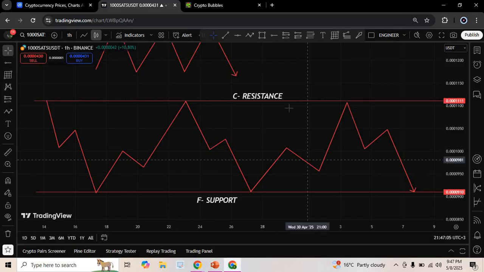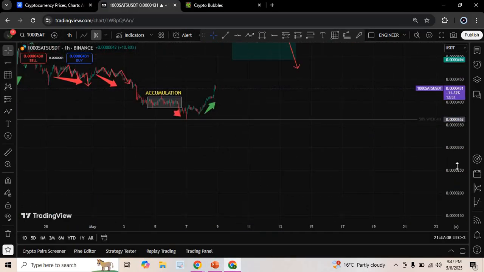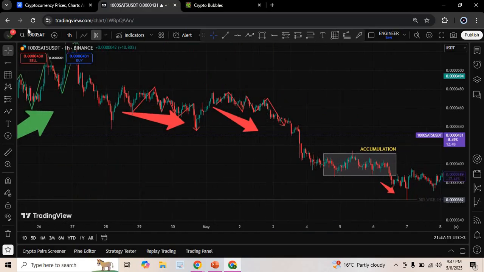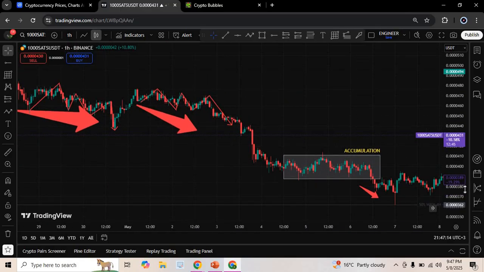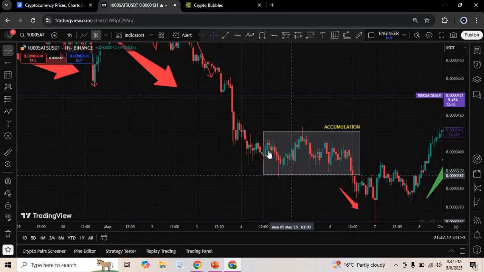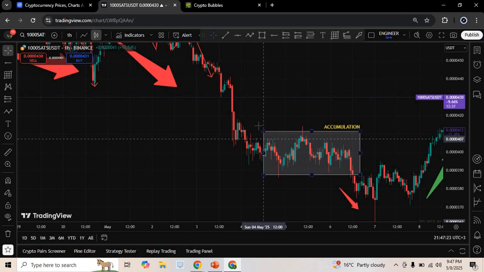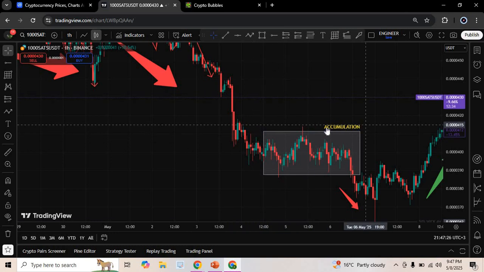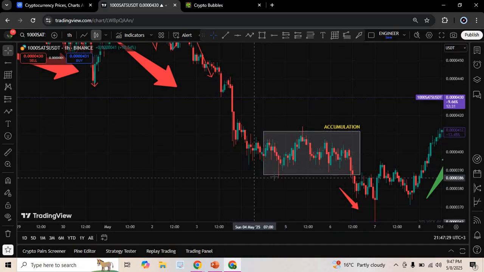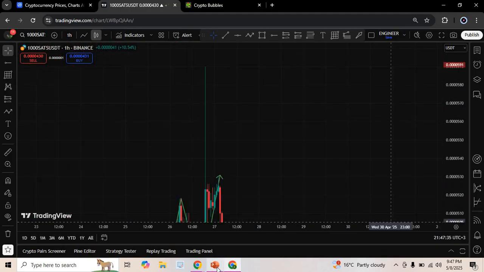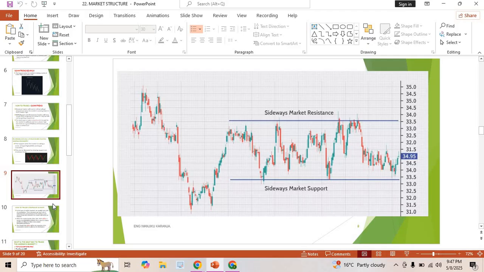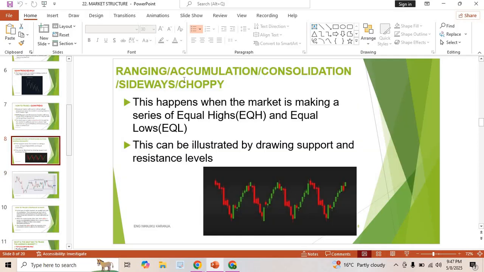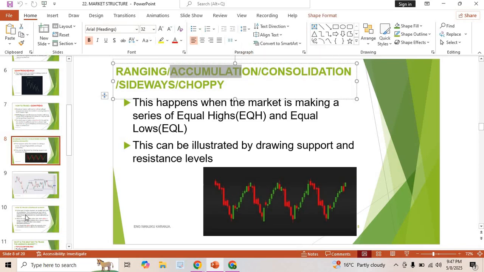And if you come to this part, just to show you a live example that I identified before you even started this class, is this zone right here. Remember the 1,000 sats USDT pair. This zone right here is a perfect example of an accumulation. You can see it's not perfectly equal highs and equal lows, but it is playing within a zone of the support down here and the resistance up here. So as long as it's a zone, then it qualifies being an accumulation or a choppy market. Depends on what you will decide to name it. So in this class, we can go with an accumulation market.